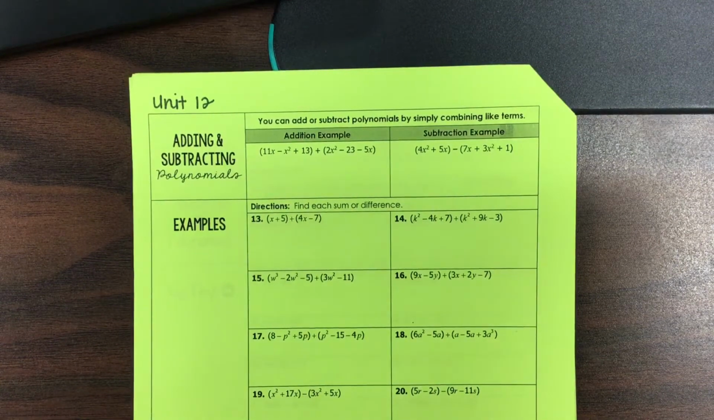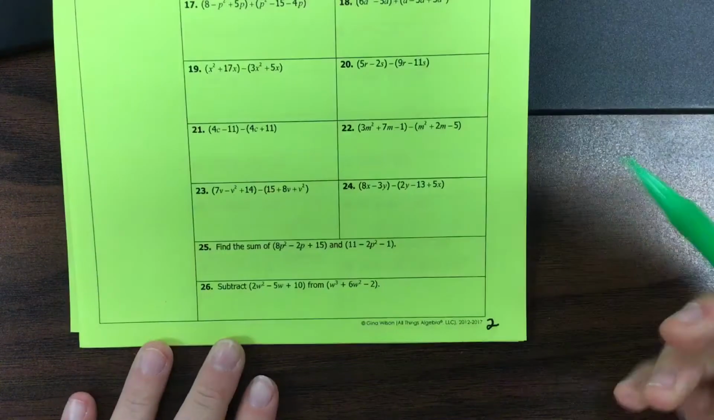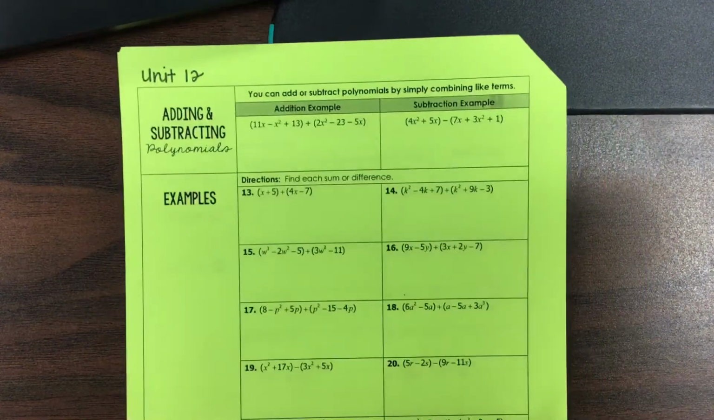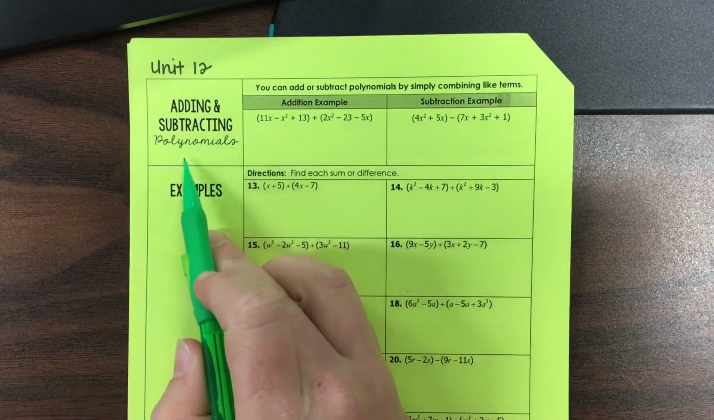Here are your Unit 12. Okay, I've got page 2 notes. All right, my Unit 12, page 2 notes. So for these notes, it's talking about adding and subtracting polynomials.